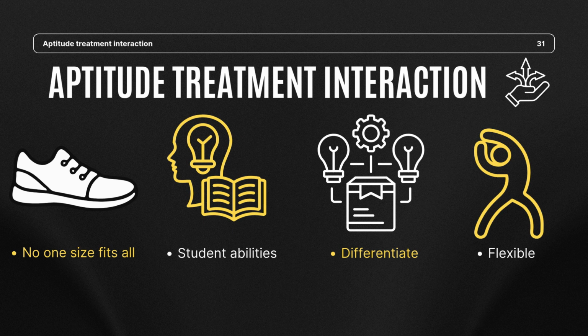Aptitude treatment interaction in education. Next, it's important to recognize that there is no single best way to teach all students. It's not a one-size-fits-all situation. Every student comes with unique abilities, prior knowledge, experiences, and learning preferences. Teachers need to assess these factors to guide instructional strategies. The data collected by the teachers means that we can differentiate lessons, activities, and materials to match different learning styles and pacing. Flexible and responsive teaching is key to maximizing learning outcomes for every student.